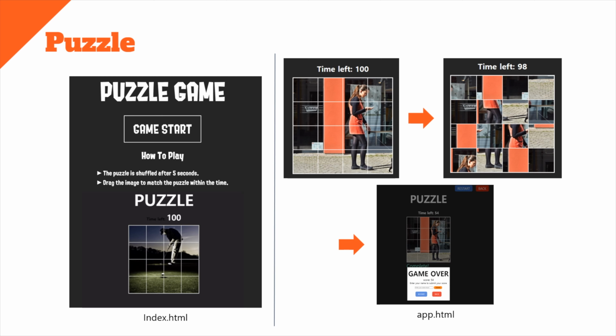The index page contains a short video and text that describes the game. If you press the game start button, it turns into an app page. By completing the puzzle within a given time, you can send the score to the ranking system.